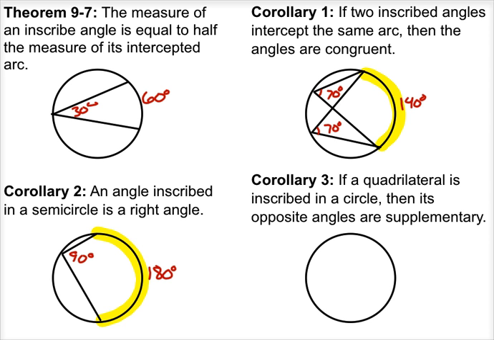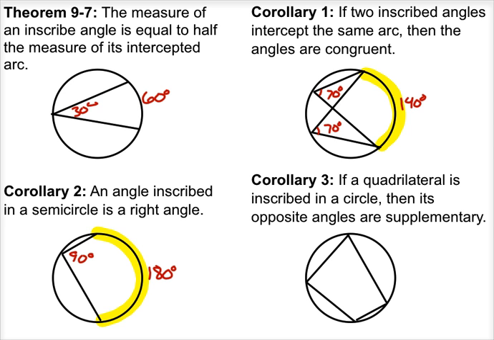Corollary 3. If a quadrilateral is inscribed in a circle, then its opposite angles are supplementary. So I'm going to start by just making a random quadrilateral. I need a four-sided shape that is inside of here. I'm purposely going to make them not look like they're the same angle sizes. This corollary is saying that opposite angles are supplementary. So let's see why that's happening.